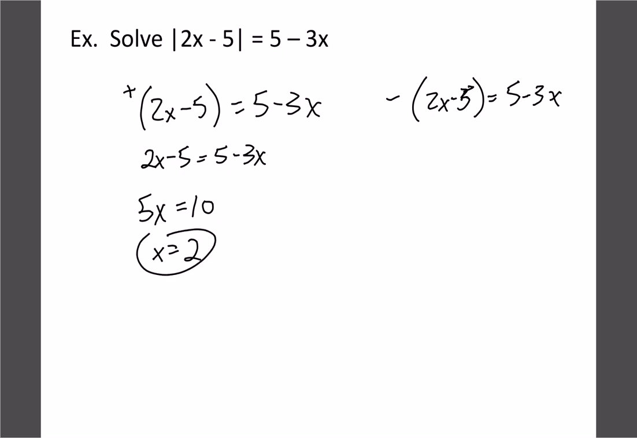Do the same thing on the other one, so we'd have minus 2x plus 5. Let's move the 3x over, so we add 3x, that would give us 1x. Let's bring the 5 over to the other side. We get 0, and that's our other answer.